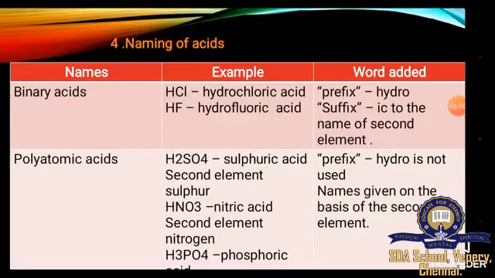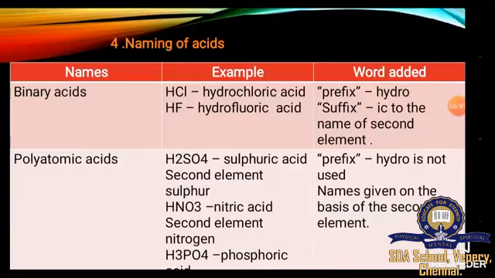The next category is naming of acids. For binary acids, the prefix hydro is added and the suffix ic is added. For example, HCl is named hydrochloric acid, as the hydro prefix and the suffix ic are added. HF is named hydrofluoric acid. Here also the prefix hydro is added and the suffix ic is added.